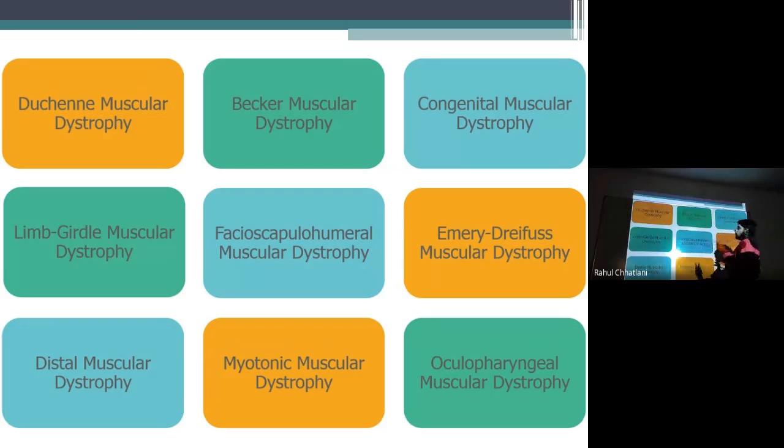So, Duchenne's muscular dystrophy, Becker's muscular dystrophy, congenital muscular dystrophy, limb girdle muscular dystrophy, facioscapulohumeral muscular dystrophy, distal muscular dystrophy, myotonic muscular dystrophy, and oculopharyngeal muscular dystrophy. Most of them are based on the regions affected, but there are exceptions, like Becker's and myotonic. We are going to see these in detail one by one. We'll start in the next lecture with Duchenne's muscular dystrophy, and move forward to further group classifications to see which region is affected where.